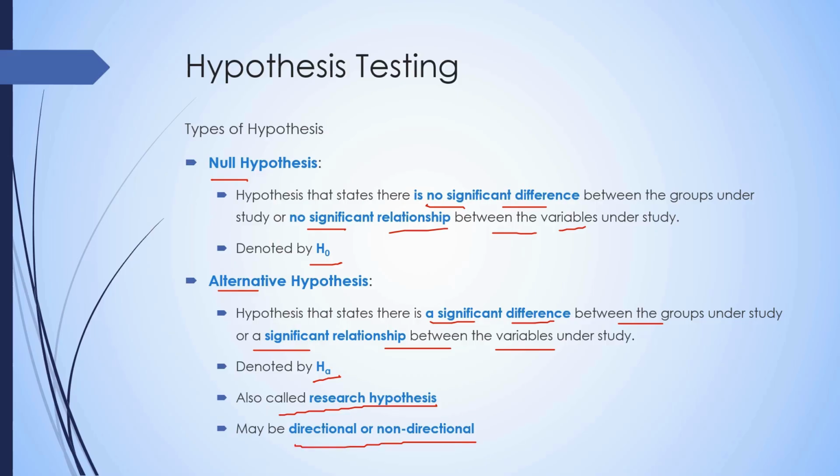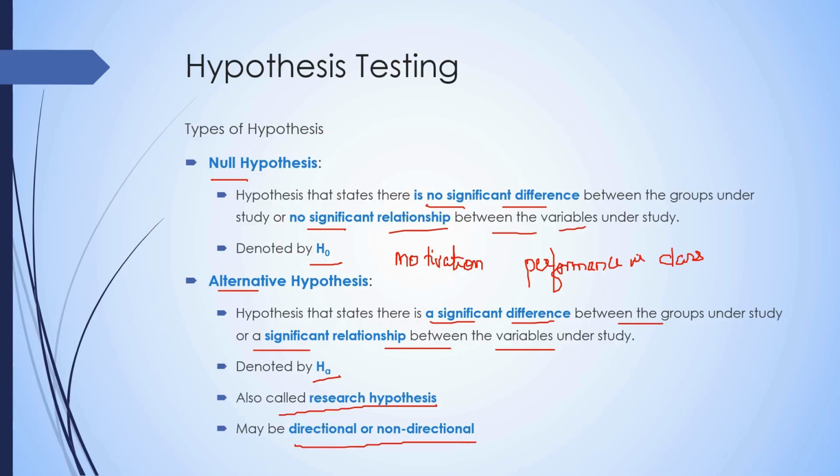So let me give you an example here. I want to study the relationship between motivation and performance in class. So if I want to study the relationship between the motivation of a student and the student's performance in class, my null hypothesis would say don't go ahead with the study because there is no significant difference or relationship between motivation and performance in class.